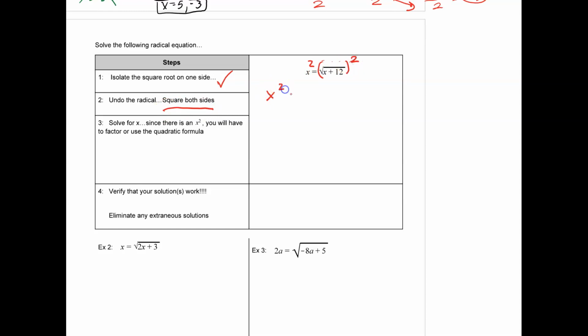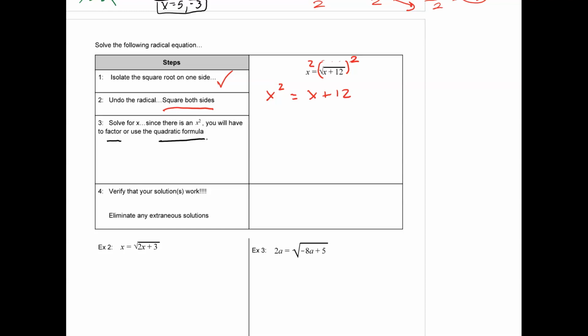Writing what we get, x squared equals, squaring a square root undoes it. We have x squared equals x plus 12. Now, this should look like those two problems that you and I did above. This is a quadratic. And how do we solve quadratics? Factoring or quadratic formula. You're going to see me do factoring for the rest of this. If you want to do quadratic formula, be my guest.